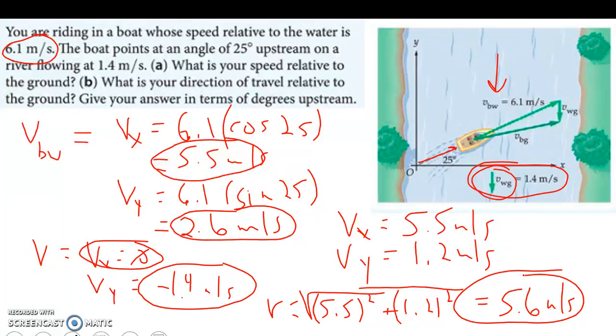What I get is 5.6 meters per second. And then to find my angle, I just go back to theta is equal to the inverse tangent of my y component, which is 1.2 over 5.5. And my theta turns out to be 12 degrees. And we're going upstream. So we're going 5.6 meters per second, 12 degrees upstream. And that will get us to where we want to be.